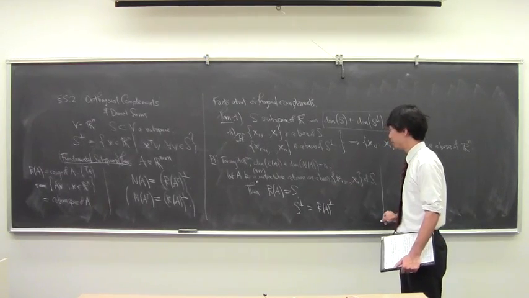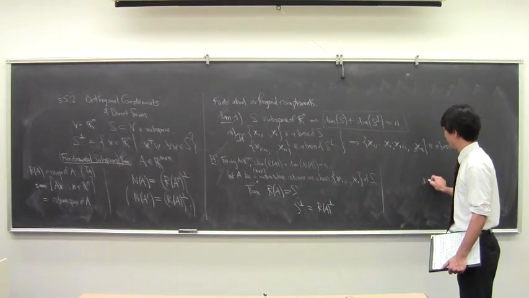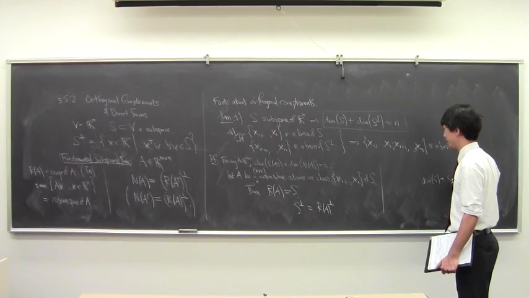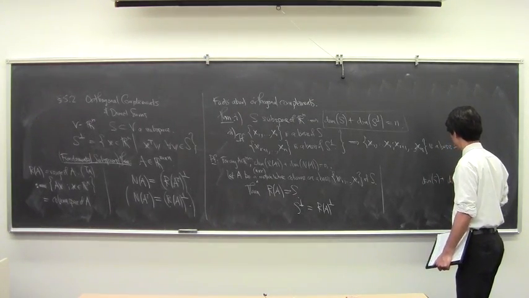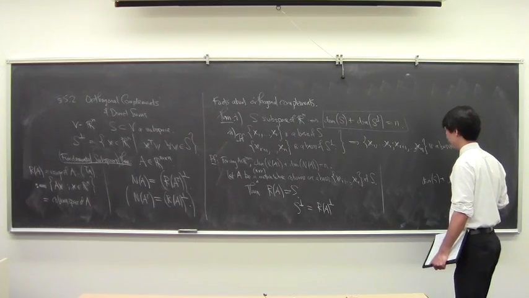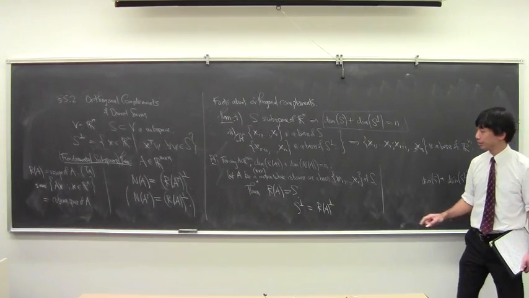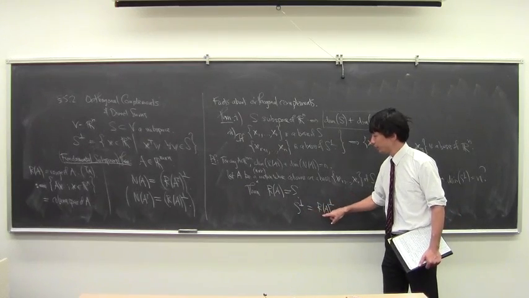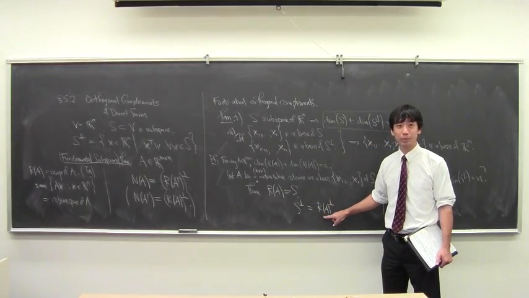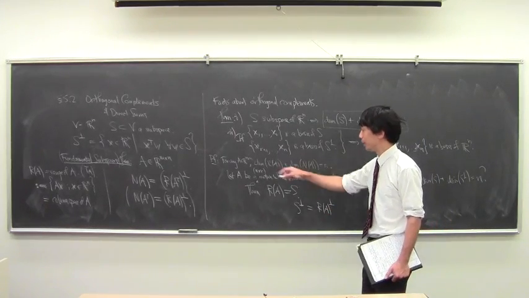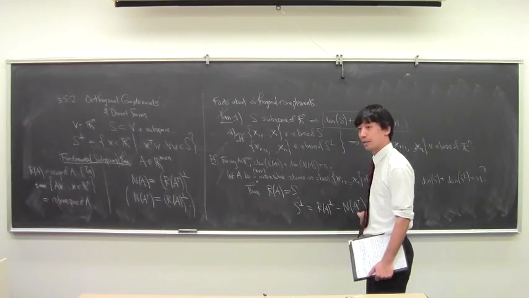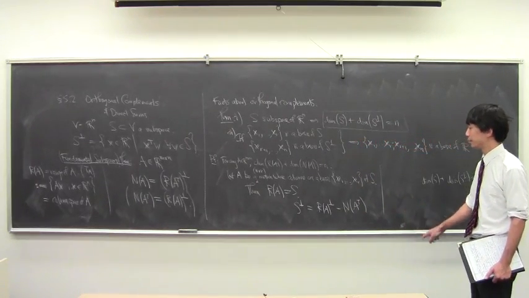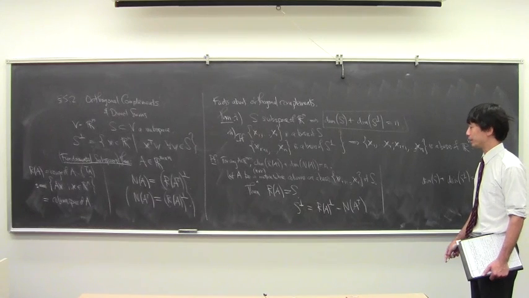What are we trying to get to? We're trying to say that the dimension of S plus the dimension of S perp equals n. Is that true? Well, S perp is the range of A perp. Do we know anything about it? This is going to be the null space of A transpose.